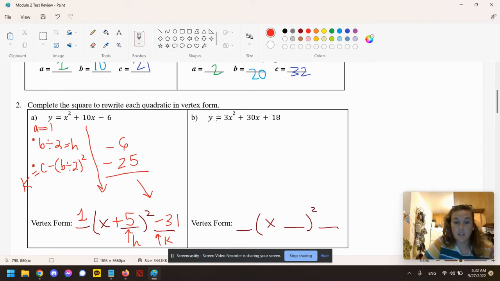All right, when there is a number up front, here's what we do. First, we divide everything by 3.